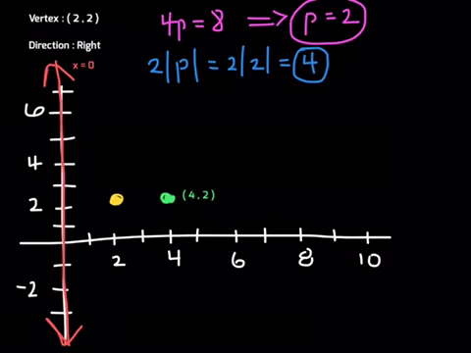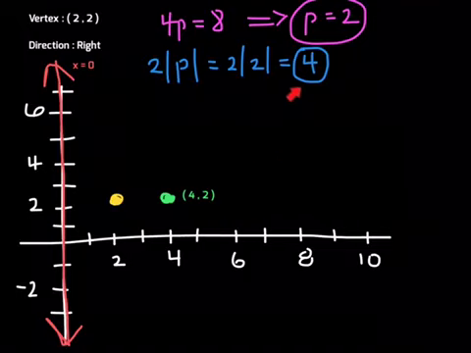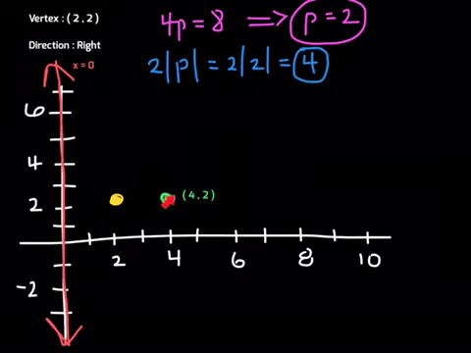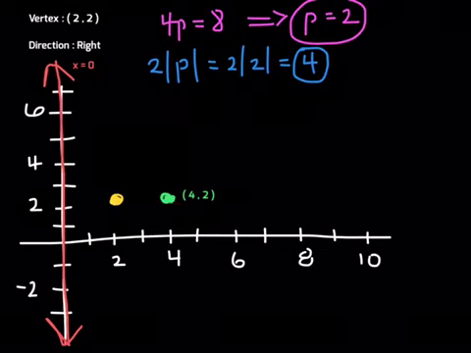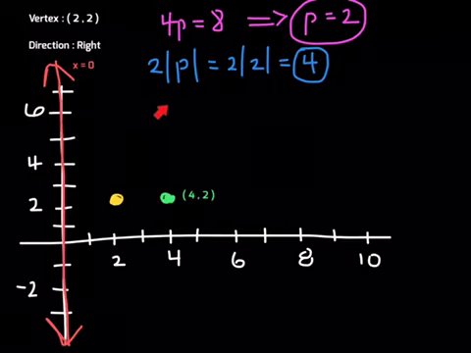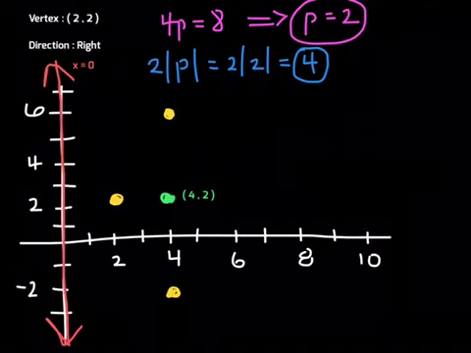Now what's cool is we already did this work: 2 times the absolute value of p, which turned out to be 4. Remember, this is how many units I'm moving up and down from my focus in order to find the endpoints of the latus rectum. When you move 4 units up from the focus, you end up at 4, 6. When you move 4 units down, you end up at 4, -2. So let me plot those. 4 units up would be 4, 6, about right there. And 4 units down would be 4, -2, about right there. Let me give coordinates to those 2 points.